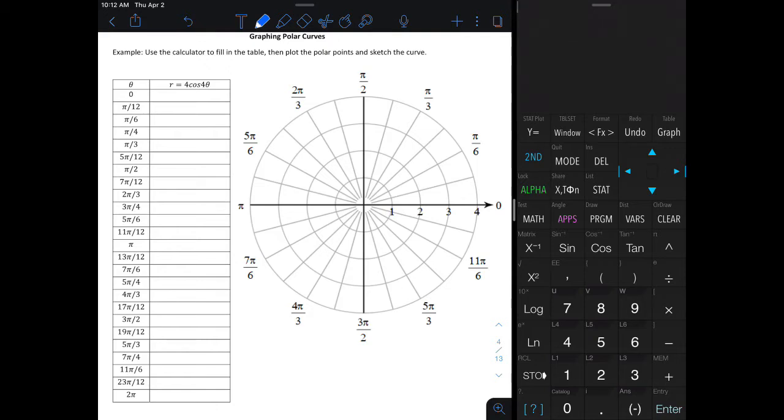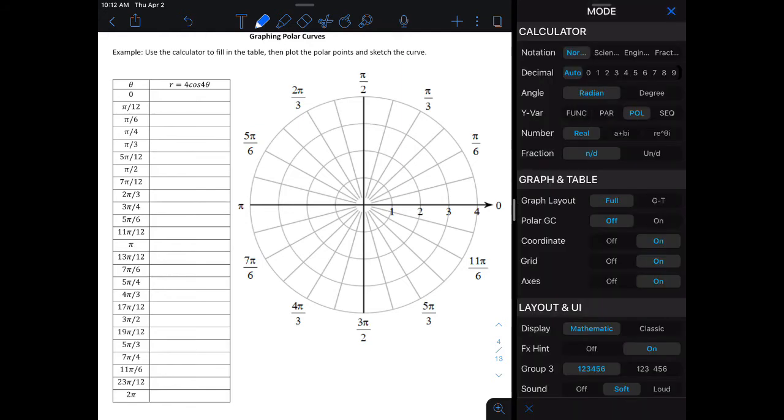Now, if I wanted to graph a polar curve, I need to make sure my calculator is in polar mode. So I press the mode button, and I look and make sure that the y variable is set to polar. And it currently is. I also want to make sure that the angle is given in radians, which it is as well. The radians matches the angle measures that I'm going to use to graph this polar curve because they're all in radians.